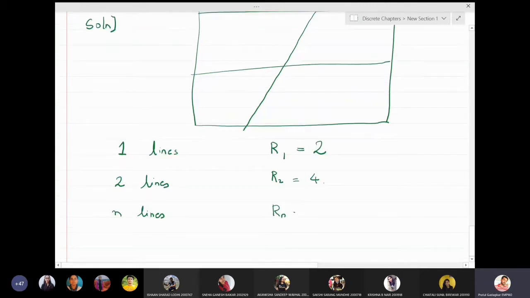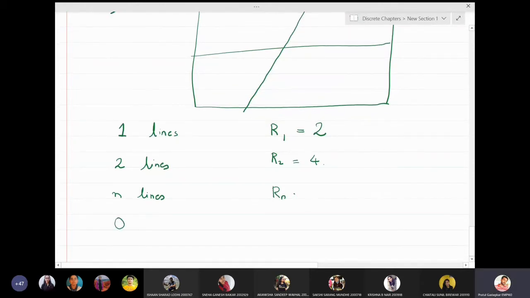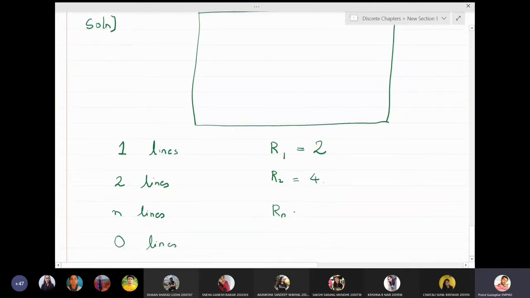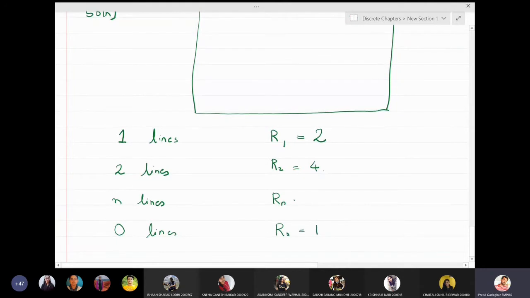So R1 is equal to 2. And suppose I draw zero lines. What will happen if I don't draw any line? Then the number of regions that I'm going to get is 1. So this R0 equal to 1 will become our initial condition of the recurrence relation.